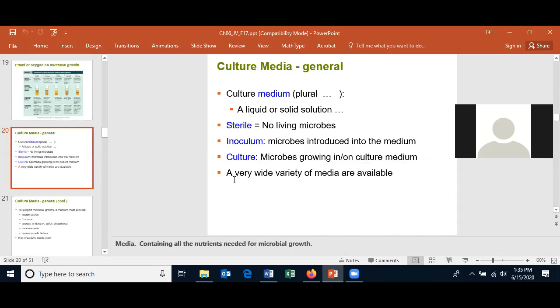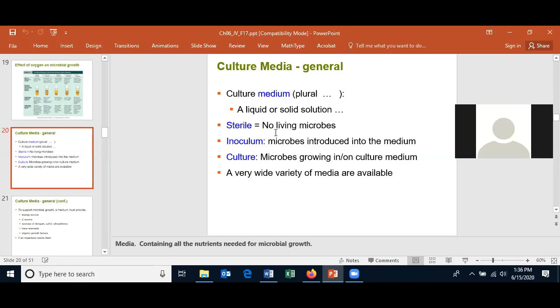Medium can be a liquid or a solid solution, and generally the liquid solution is the same as the solid. The solid has something in it to change the liquid into a solid, such as agar or gelatin. And then agar or gelatin just makes the liquid media solid. I think you all know what gelatin is. Agar is a substance that we get from seaweed, and it just thickens things, such as the media. You can use agar in baking or in cooking to thicken what you're cooking.